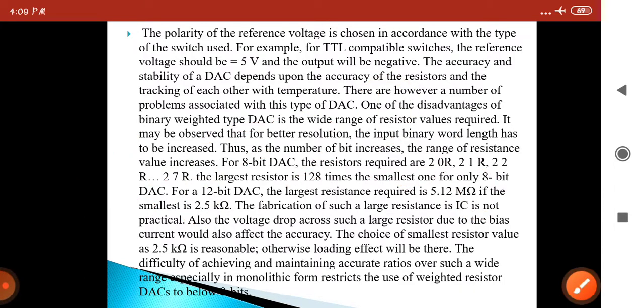Like a Wien bridge oscillator, you have seen that one. For a 12-bit DAC, the largest resistance required is in this one. In the 5.12 megaohm range, resistors can be used.